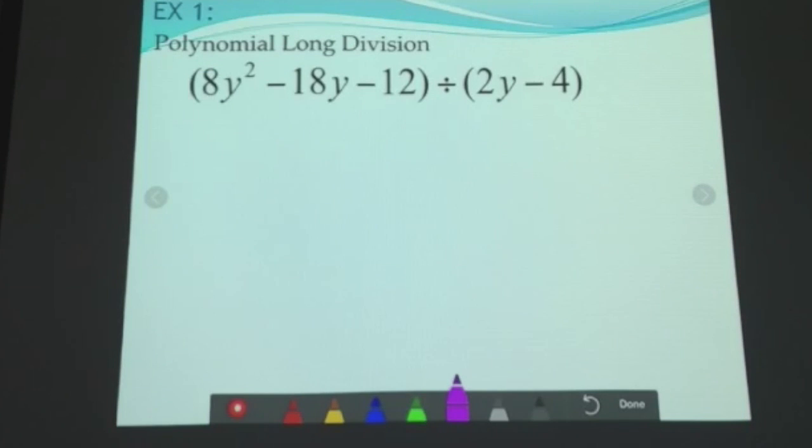Okay, so we're going to jump into polynomial long division first. So take a quick second and copy down the question. Again, I'm going to be teaching you two methods today, the long division and the synthetic division. Once I show you synthetic division, you're never going to want to go back to long division again. So that's why we do the long division first.